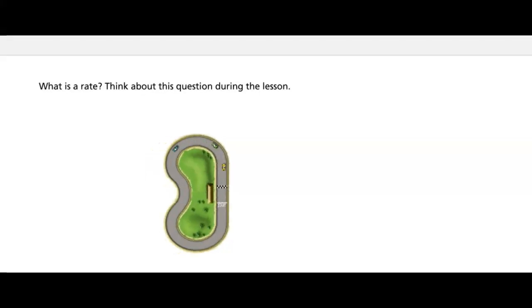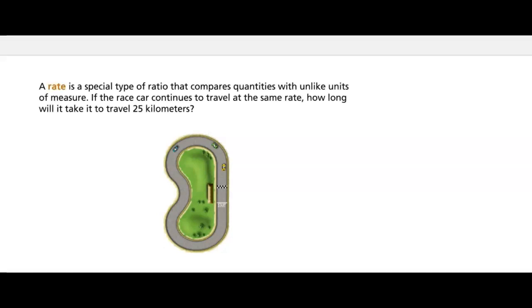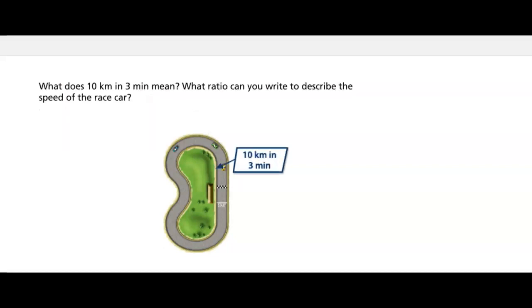What is a rate? Think about this question during the lesson. A rate is a special type of ratio that compares quantities with unlike units of measure. If the race car continues to travel at the same rate, how long will it take it to travel 25 kilometers? What does 10 kilometers in 3 minutes mean?